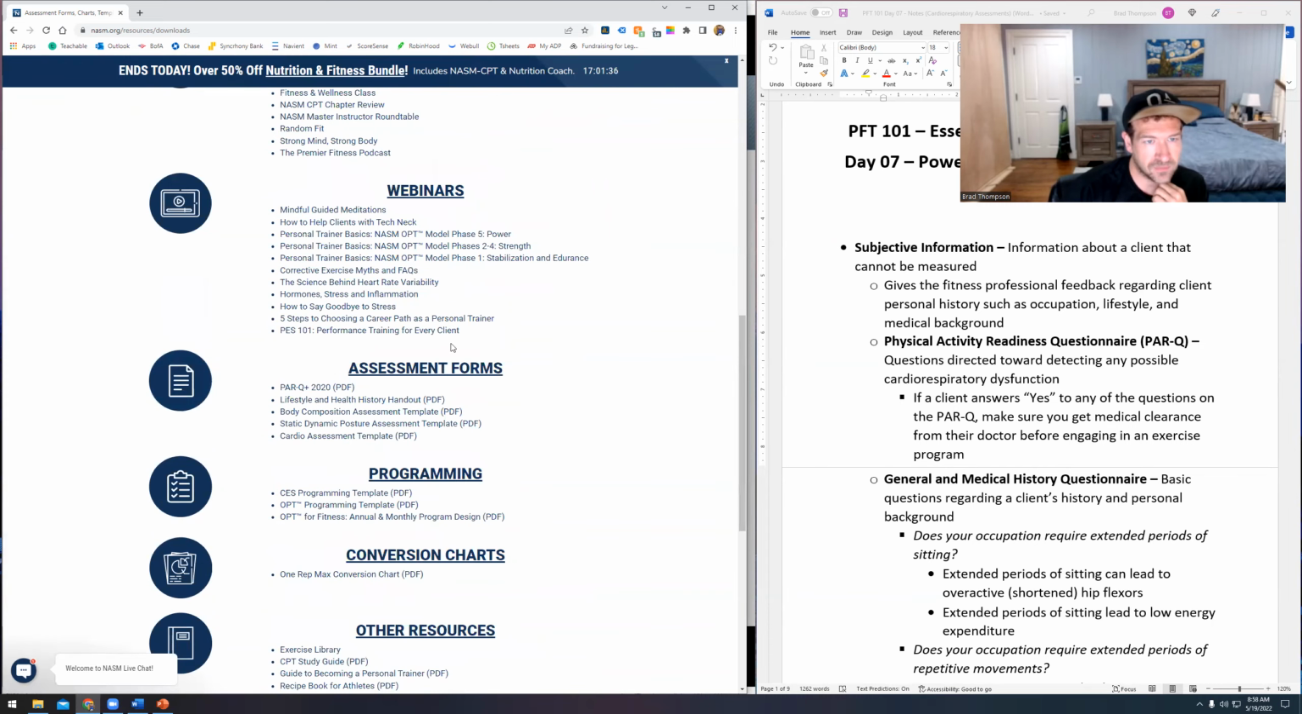But if I go down here to the assessment forms section, you're going to see we've got one called the PAR-Q. We've got the lifestyle and health history handout, body composition, static posture assessment, and cardio assessment template. So these are various template forms that we're going to use on our client.